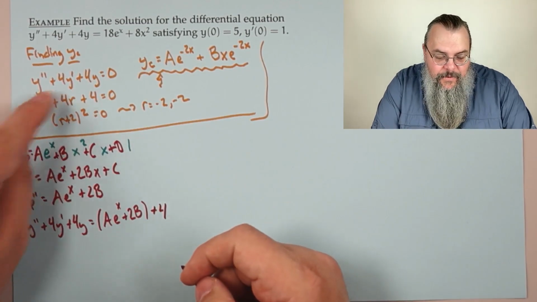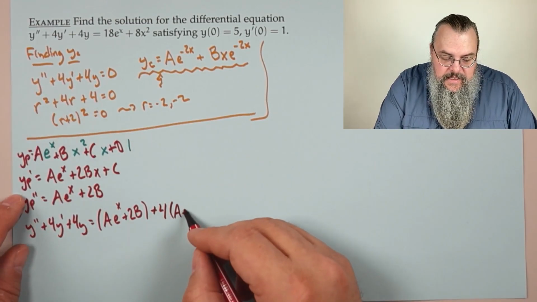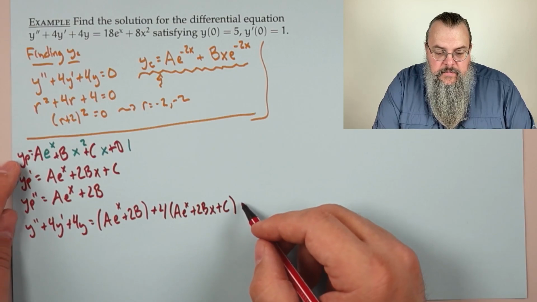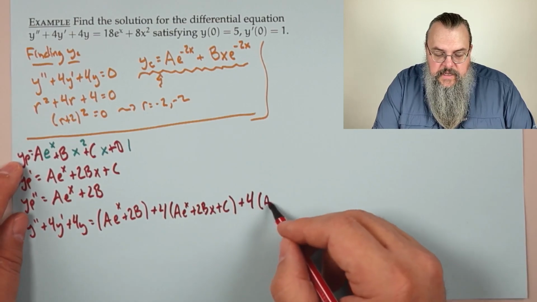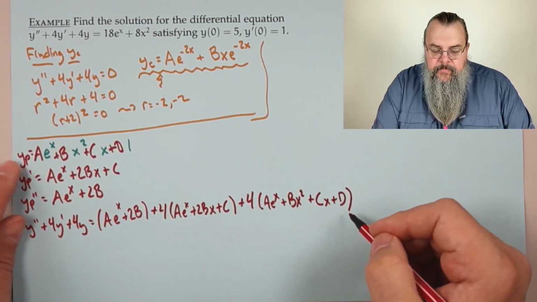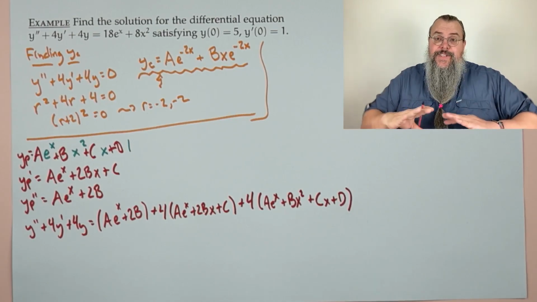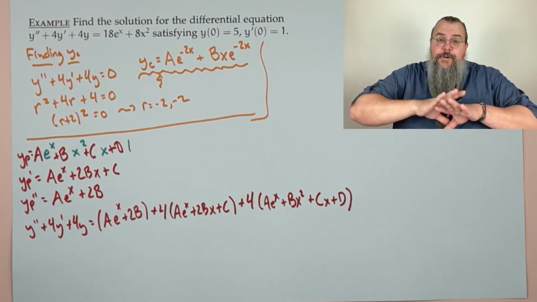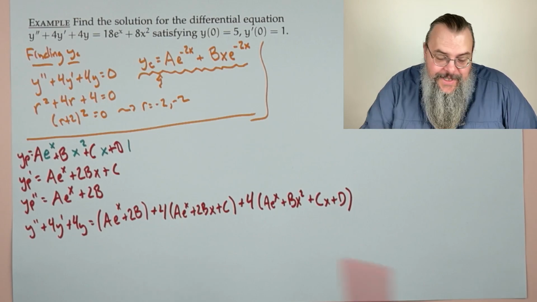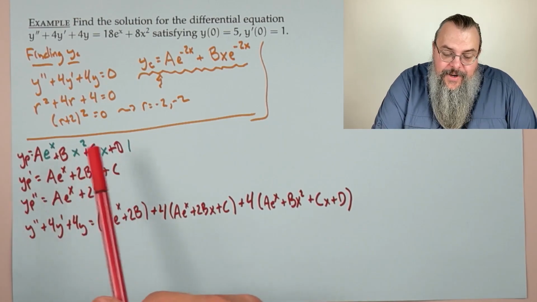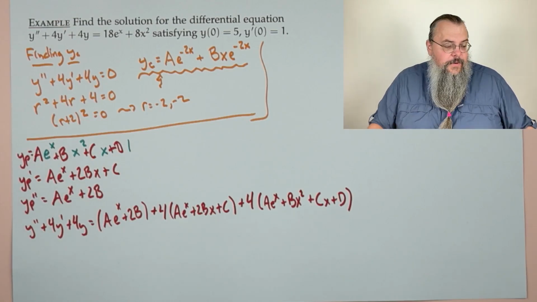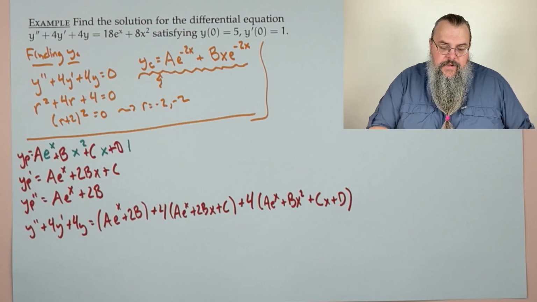Okay, plus 4y prime. That's a e to the x plus 2bx plus c, plus 4 times y, a e to the x, bx squared, cx plus d. Now, what comes next is we're going to take all of these things and group them by function. What functions? These functions: e to the x, x squared, x, 1. Those are the functions we're going to group by. All right, well, what do we get? Let's start with the e to the x.